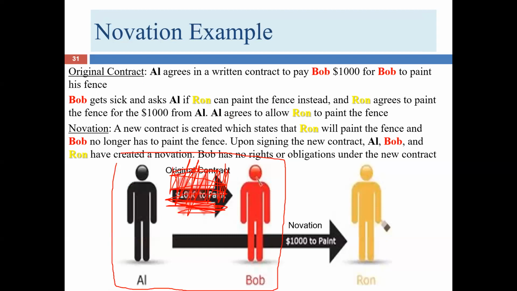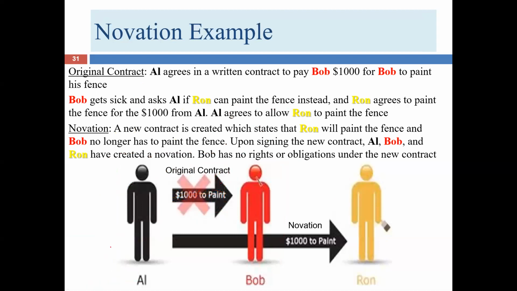Now you may say, how is this different than a delegation? Because let's go back and let's imagine a different scenario. Let's say this was instead a delegation. So Al and Ron enter into this. Let me just clear this. Here we go. So we're back to our original contract between Al and Bob.